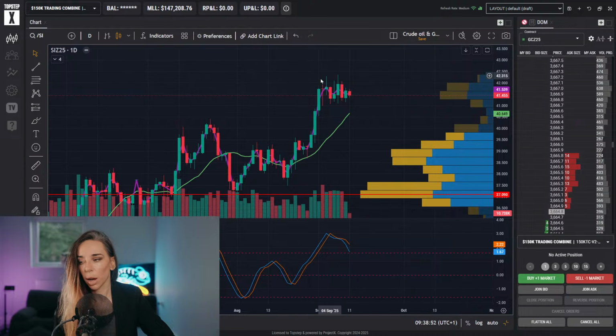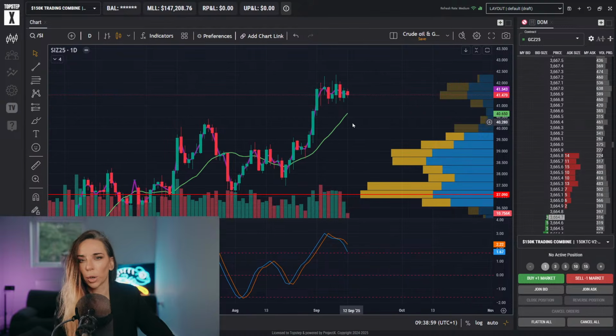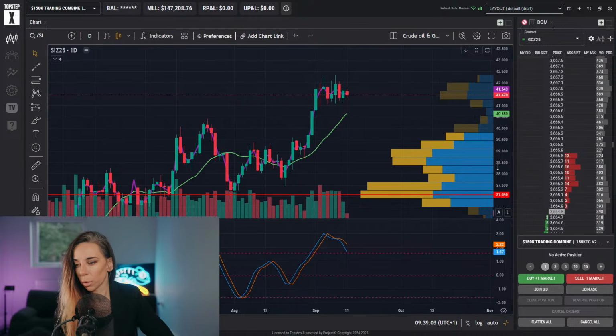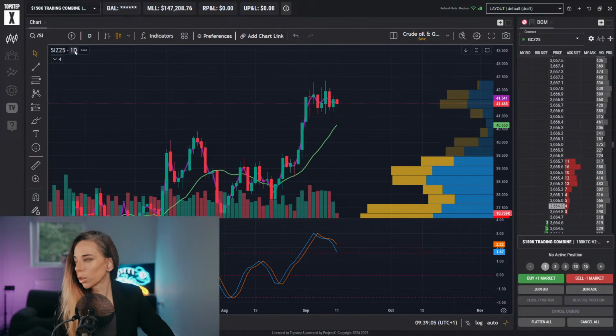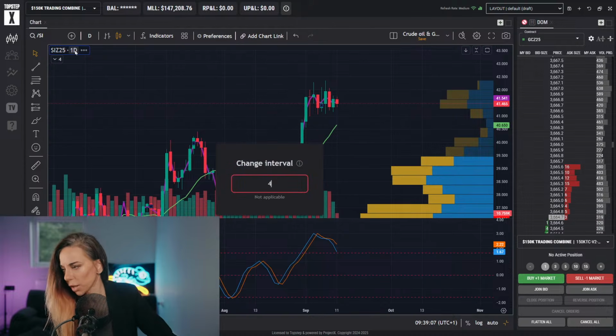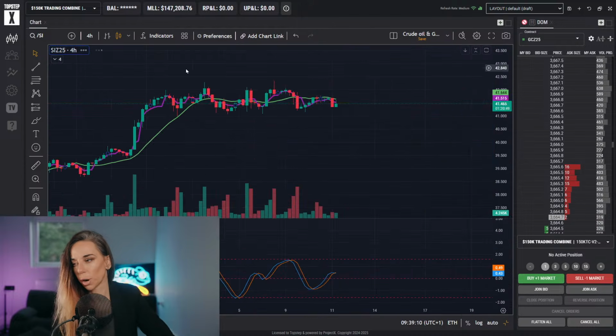But for now, I would again stick to the edges of this range for really good intraday swing locations, and anything in the middle can be more scalpy, as long as you don't do 100 trades per day, right? Let's go down to the 4-hour chart.